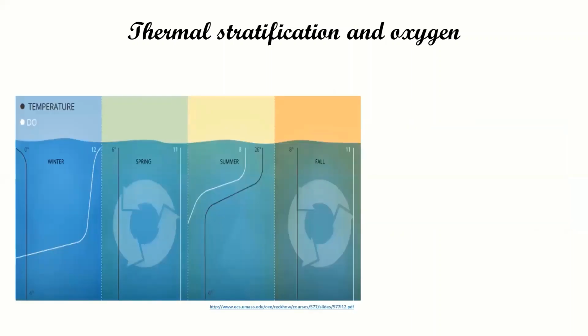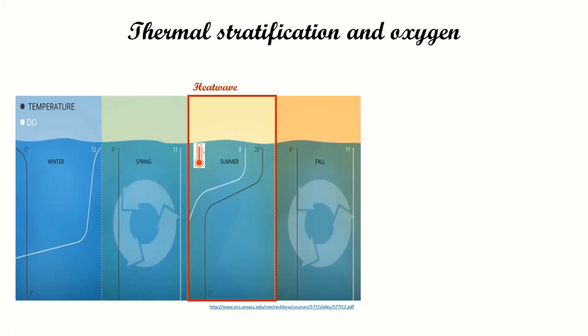Thermal stratification and oxygen are related. In spring and autumn, the lake water column is mixed. It means it has the same temperature, and the same for the oxygen. But in the summer, the surface is warmer than the bottom, so there is more oxygen on the surface than on the bottom. What happens during a heat wave? The lake surface becomes warmer and the oxygen is depleted.